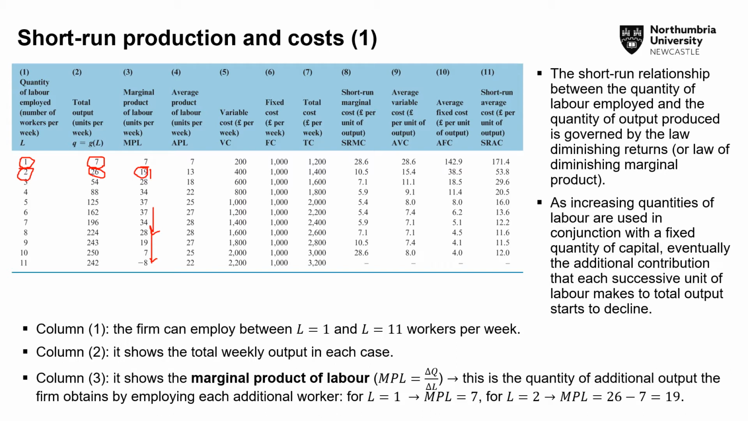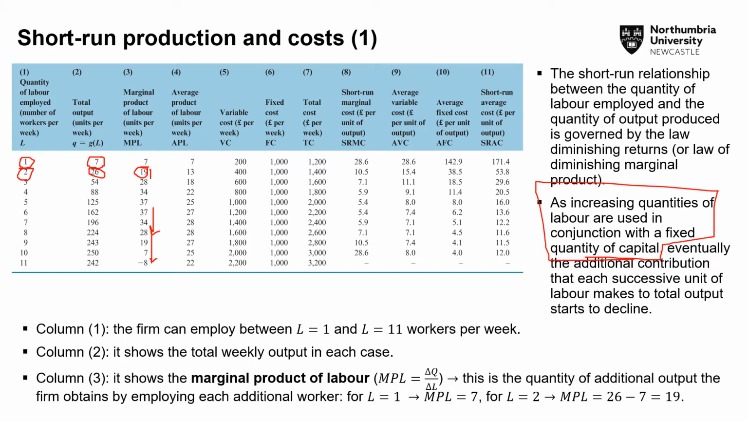Why is that the case? Because we assume we have a fixed amount of capital. So while workers can initially utilize the capital that they have, what creeps in after a while is that there's simply too many workers and too little capital. And that is when we start seeing a diminishing marginal product of labor. So a diminishing marginal product of labor, or more generally diminishing returns, set in because the quantity of capital is fixed.